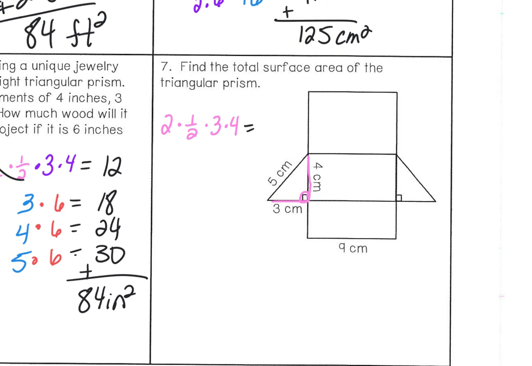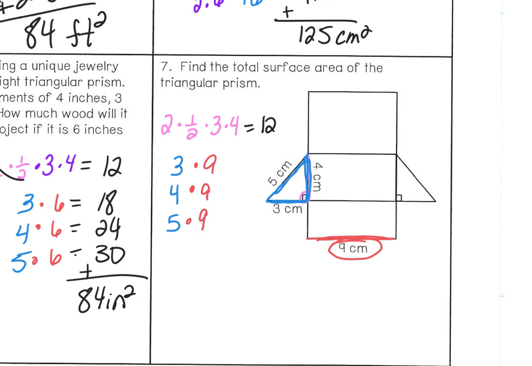Okay, half of 2 is 1. 3 times 4 is 12. And then next you're going to go around the triangle. So if you list the sides, this triangle is 3, 4, and 5. Go around the triangle. 3, 4, 5. We're going to multiply each of those by how long your triangle is. So really it's this number here that we haven't used. Sorry, how long your triangular prism is. So that 9.